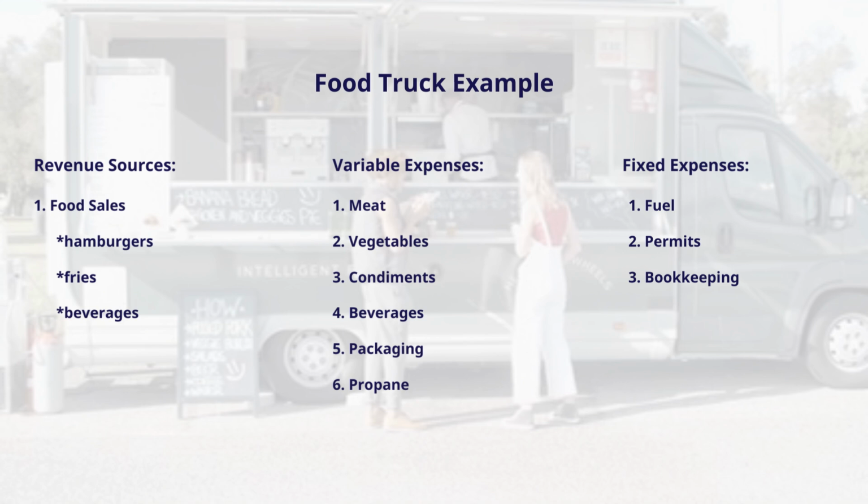The fixed costs associated to operating the food truck business are the items that must be paid regardless of whether you sell 50 hamburgers or 100 hamburgers. The fixed costs to operate a food truck may include things like the fuel for the truck to get to the place where you are going to be selling the products you make, the permits required to park or operate the food truck, and the ongoing business's bookkeeping expenses.